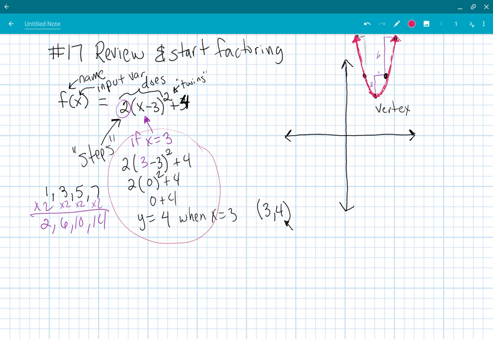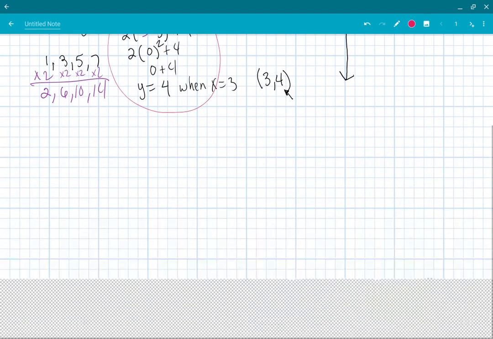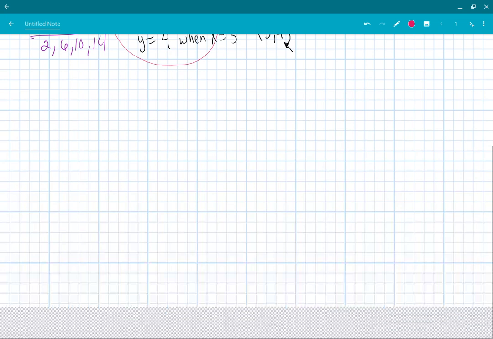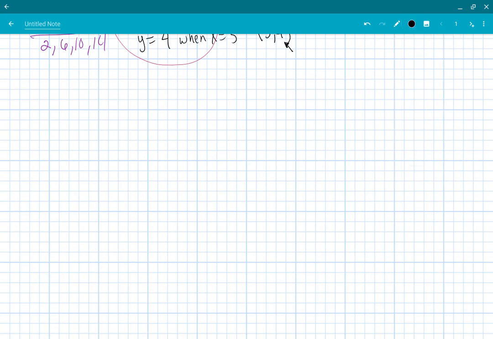All right. Let's review factored form. I'm going to try to make my colors really good. All right, here's factored form. I'm going to call it G. I'm going to give it a negative 2, x minus 3, x plus 3.